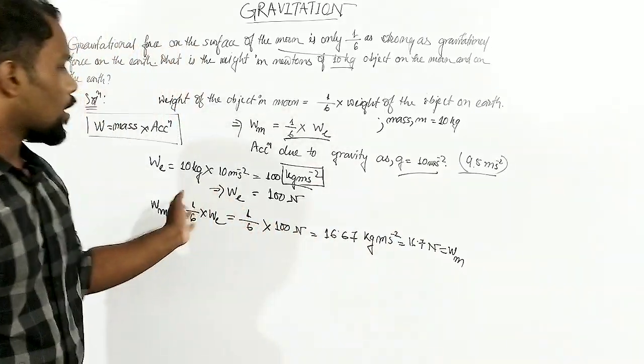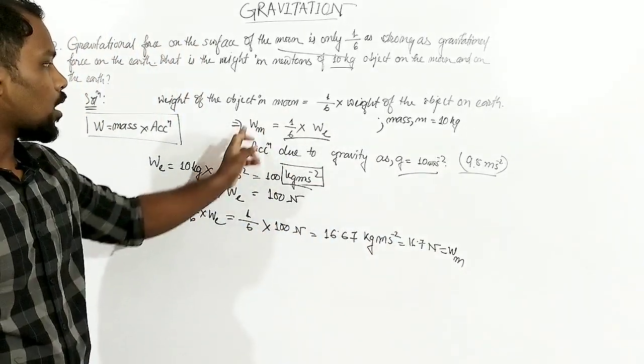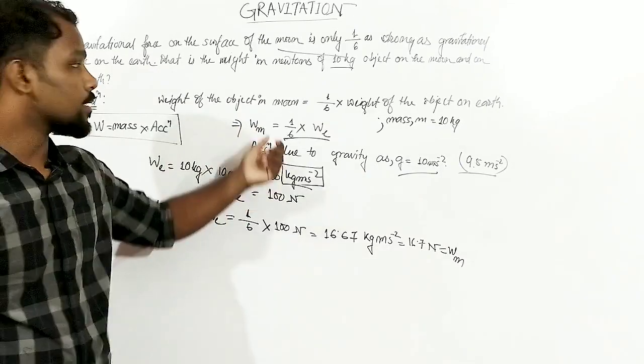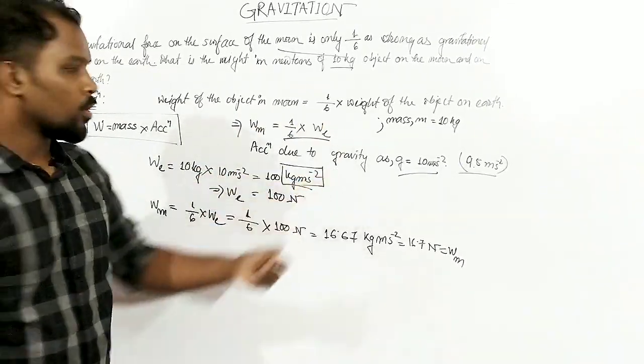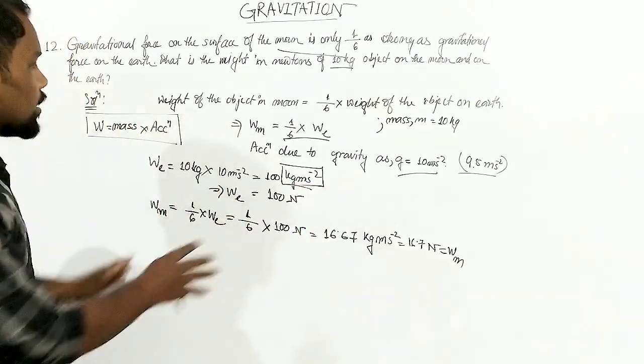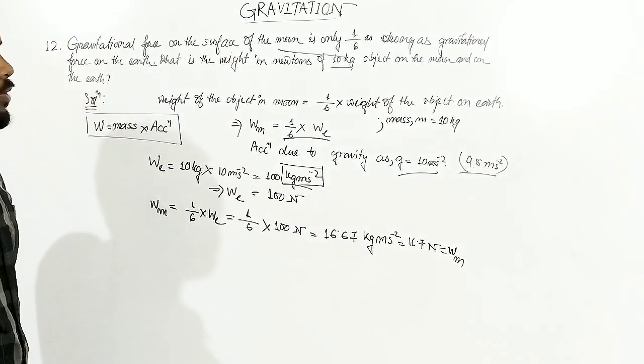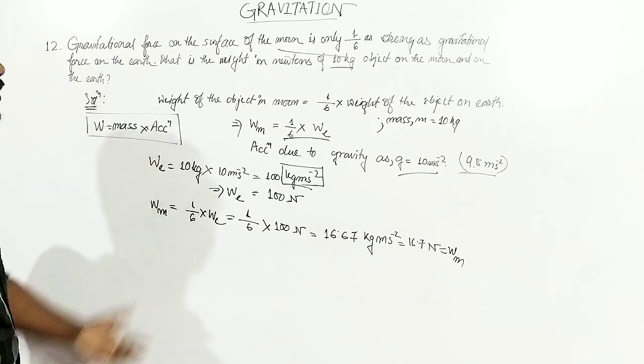So right, what we have got? We know that Wm equals the weight of the object on the moon, which equals 1/6 times the weight of the object on the Earth. So it is satisfied, right? That is the solution of that question, and it's quite a simple question. Now we are going to move towards our next question.